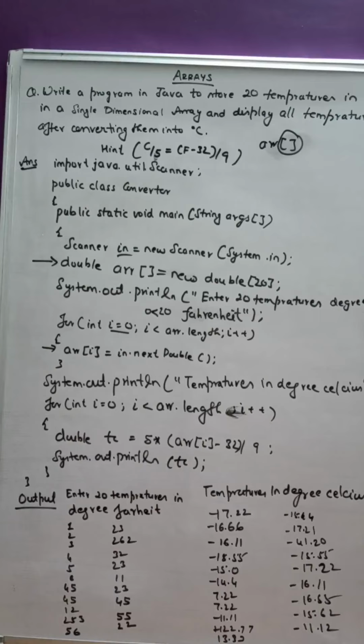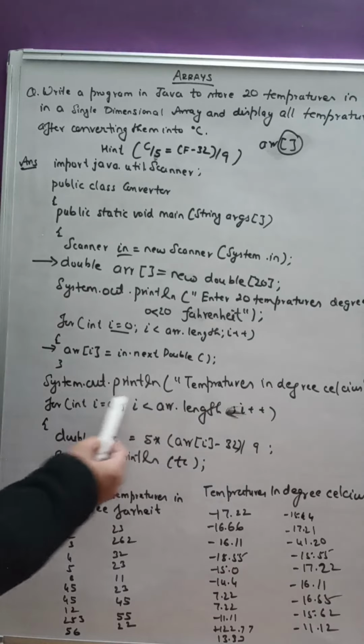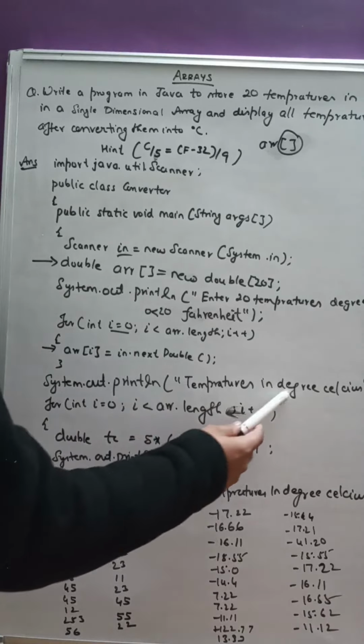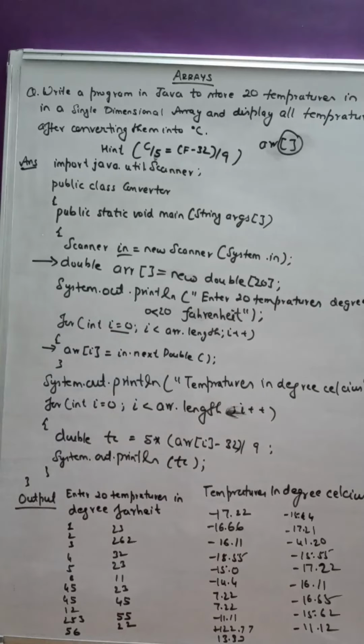Now after this, what we need to do is simply apply the formula on the 20 values placed on the different index numbers in an array. So first we have written this statement System.out.print temperatures in degrees Celsius. So how will you calculate temperature in degrees Celsius? By first accessing the values from the array index, and then applying the formula. We will be applying this formula over here only.